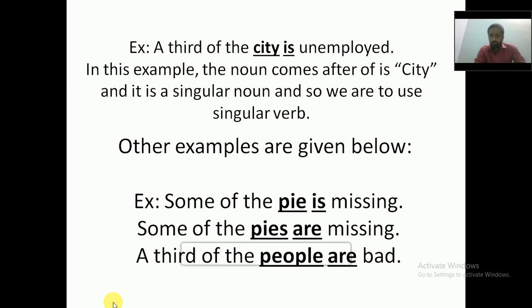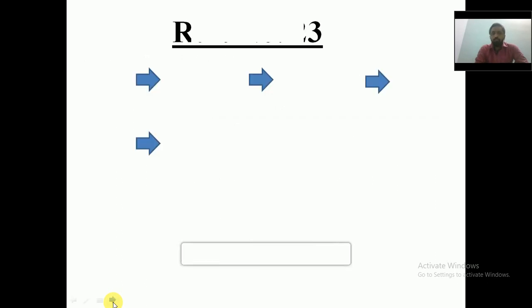Coming to the last example: a third of the people are dead. The noun that comes after of is plural, so we are using the plural verb. I hope you can understand it from all these examples. Now we come to rule number 23. And what does it say?